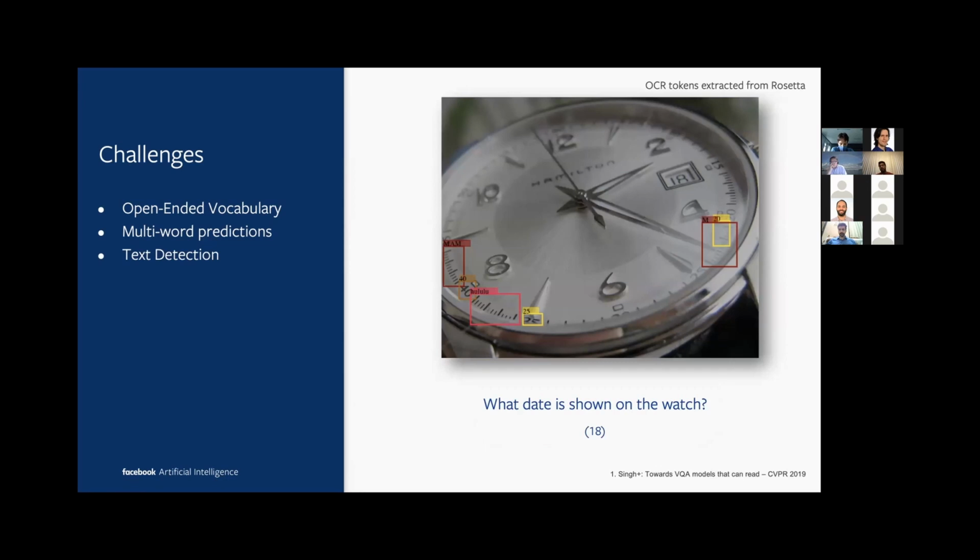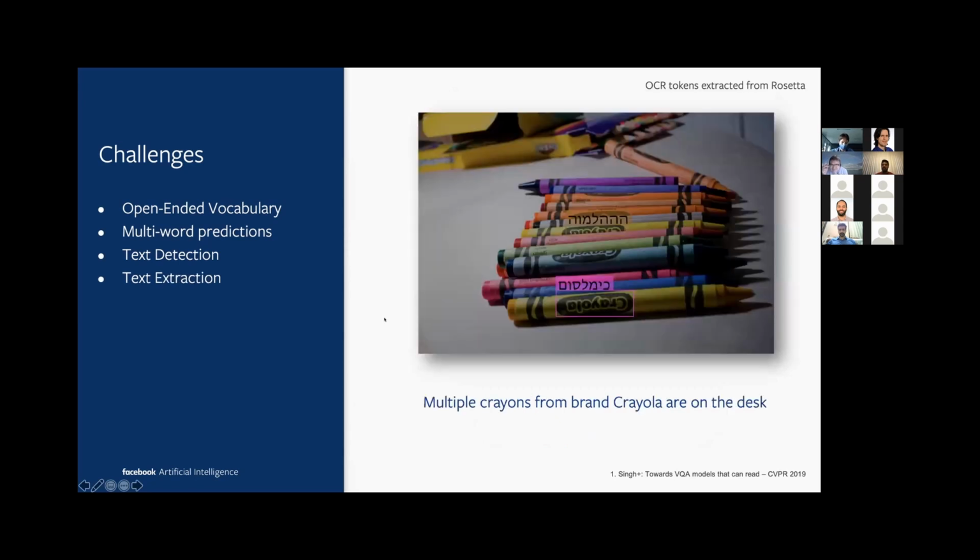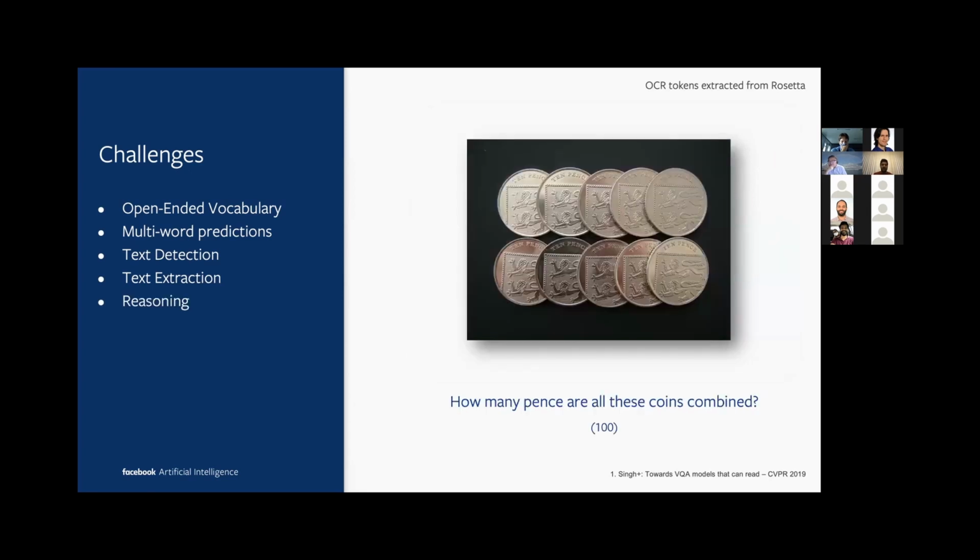Then, even at the root of the problem, text detection in itself was a very hard problem for us. In this example, the OCR system wouldn't detect any of the dates or the times inside the watch. So even if you detect the text, extraction is also an issue. Here, Crayola was actually detected, but they couldn't extract it because it was reversed. So there were a lot of issues happening.